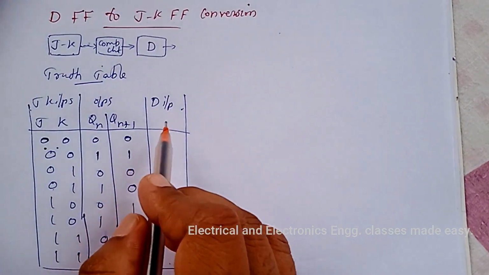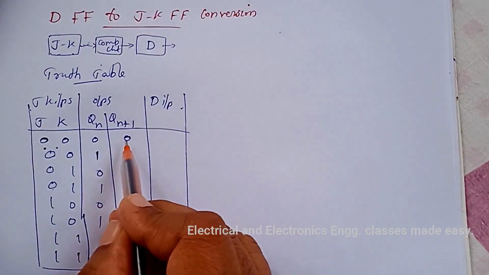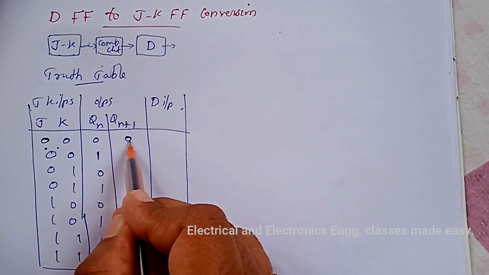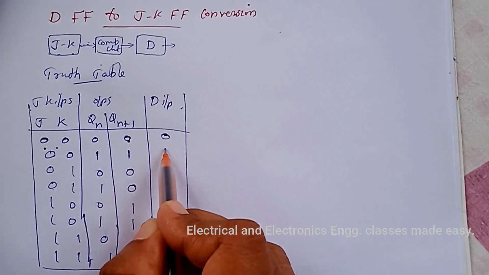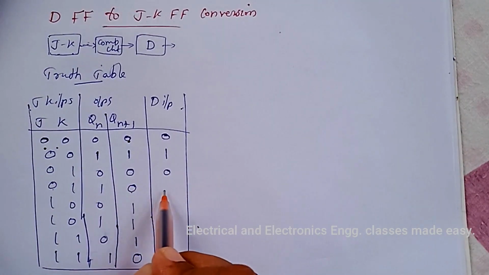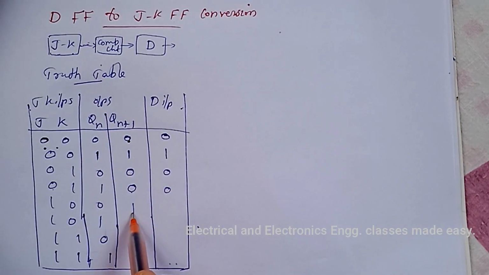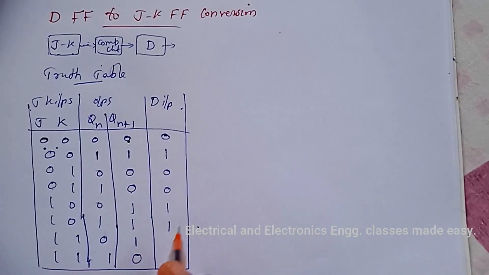Now we have to calculate the D input to the actual flip-flop. To obtain 0, the D input will be 0. To obtain 1, the D input will be 1. To obtain 0, 0, 0, here 0. To obtain 1, the D input will be 1. To obtain the output 1, D input will be 1. To obtain 1, D input will be 1. And to obtain 0, the D input will be 0.